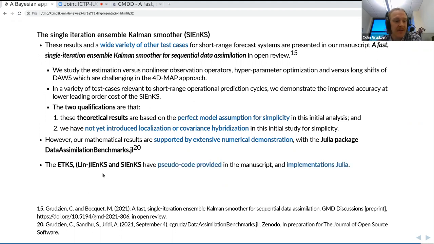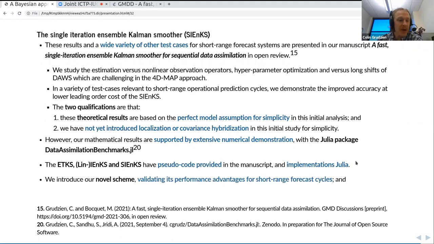The ETKS, the LIN-INKS, INKS, and the SI-INKS in this manuscript have pseudocode provided. And of course, the implementations are available in the open source Julia package. So in this work, we introduce our novel scheme, validating its performance advantages for short-range forecast cycles.